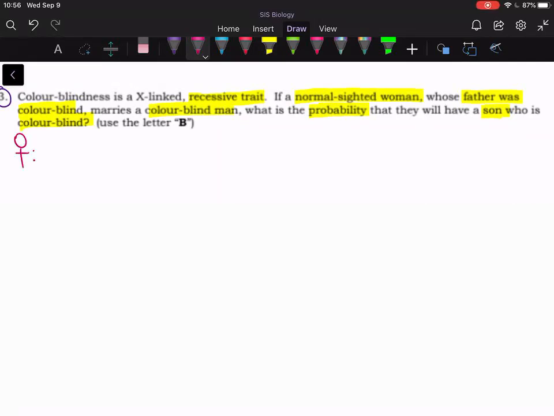So we already know that she's normal sighted. So use the letter B. Capital B is normal and lowercase b is colorblind. Okay, so we know that she has at least one capital B gene. And so from her parents, we have a male and we have the female. We have the father and we have the mother.